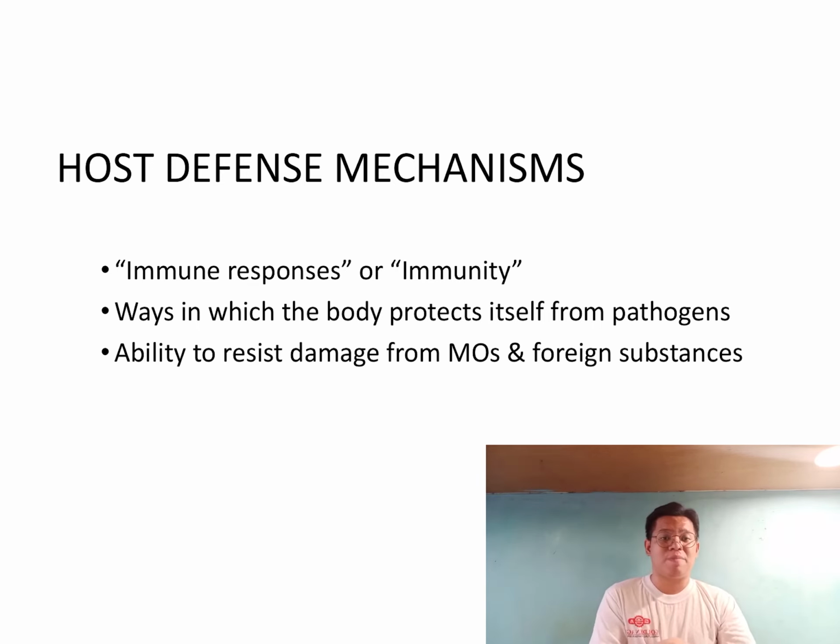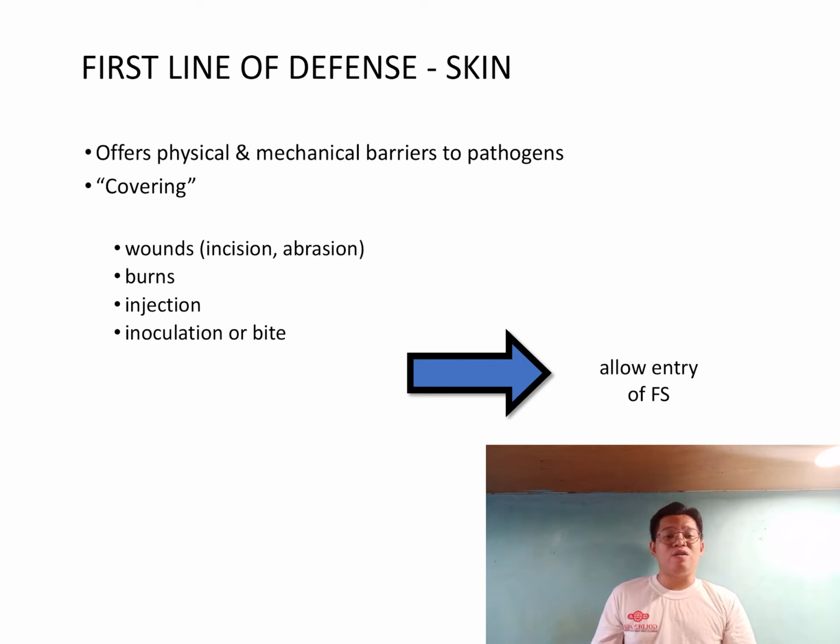For the first line of defense, the skin offers physical and mechanical barriers to pathogens. It is also for the covering, and it is also for the wounds, for the incision and abrasion, for the burns, injections, and insect bite. And mechanical barriers on the first line of defense are against pathogens, and they physically block pathogens from getting into the body.